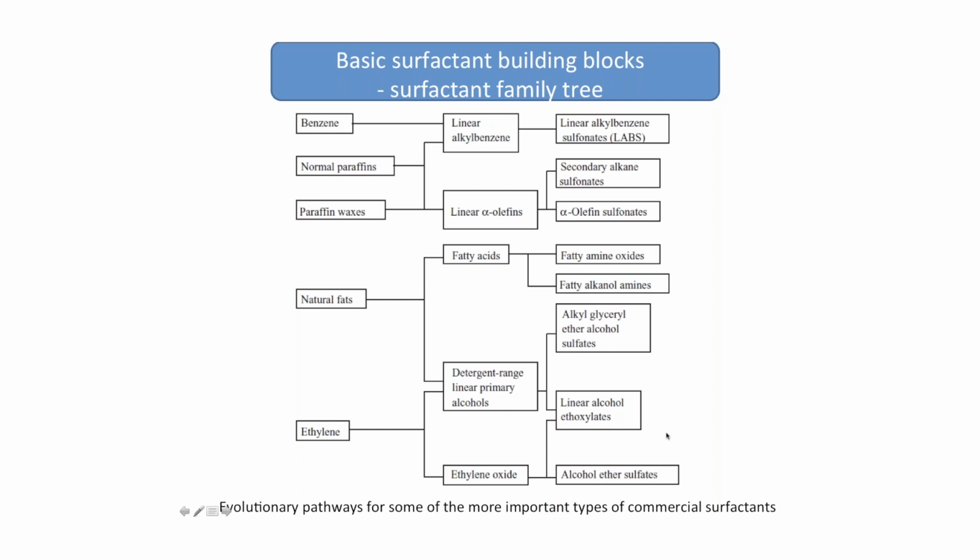sulfates as well. On the paraffin side, benzene and paraffin, these are your synthetic waxes. Paraffin or paraffin wax derived can become your linear alpha olefins, which can be sulfonated, or a secondary alkyl sulfonate as well. On the other hand, a benzene plus a linear paraffin will give you your alkyl benzene sulfonates. Again, another common commercial surfactant.